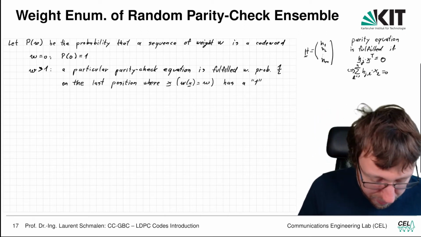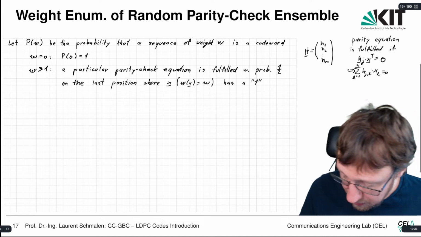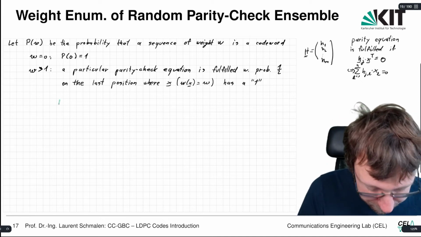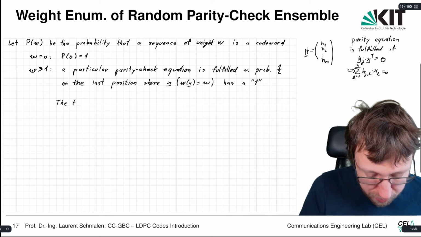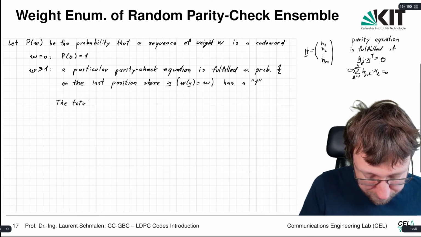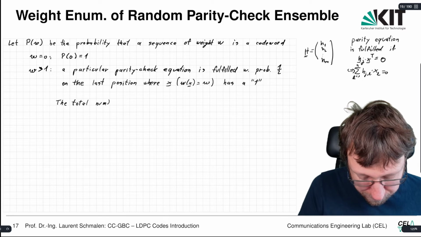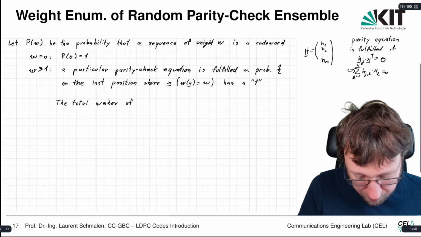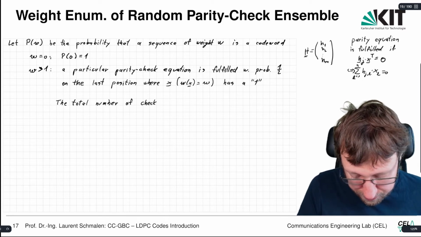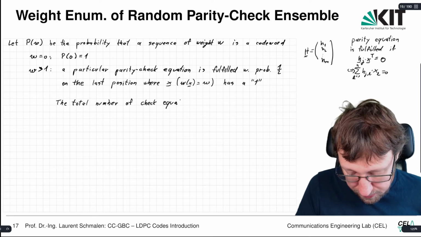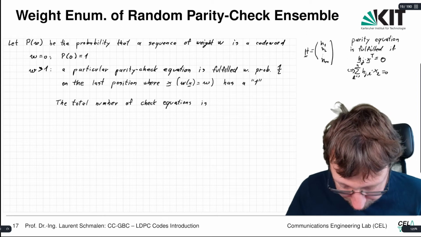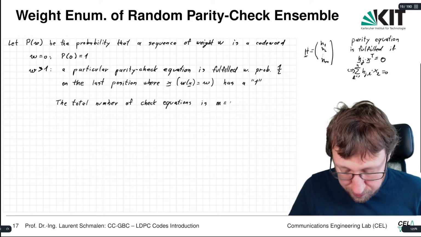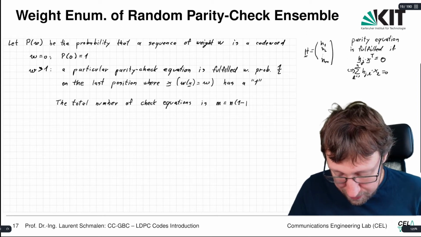So then the total number of check equations is m equal to n times 1 minus the design rate.